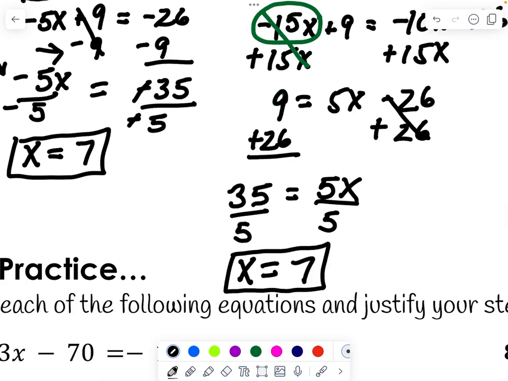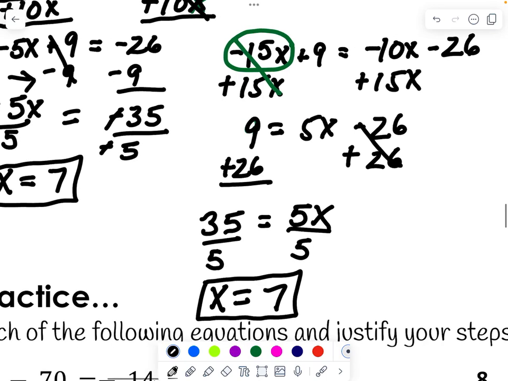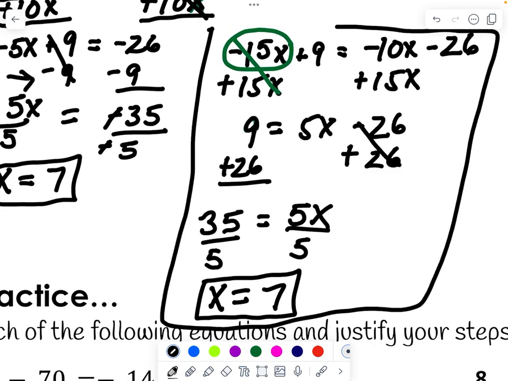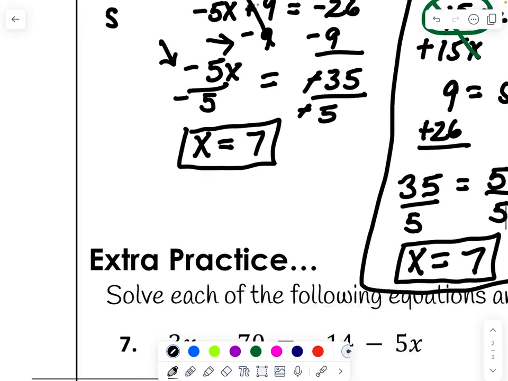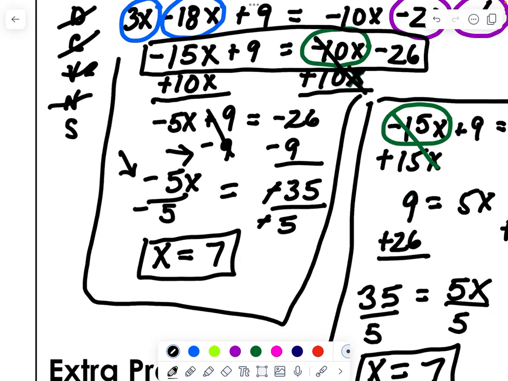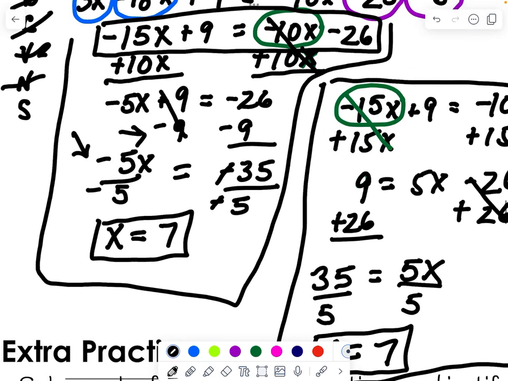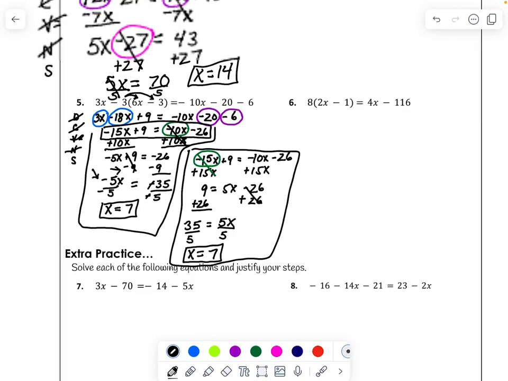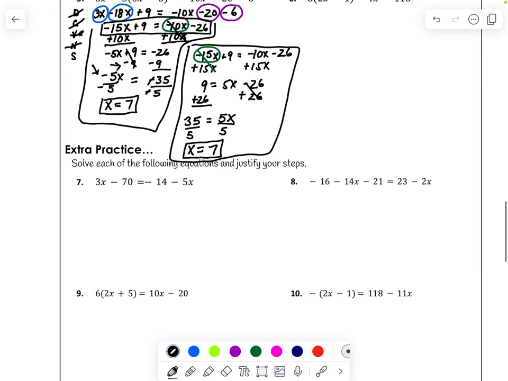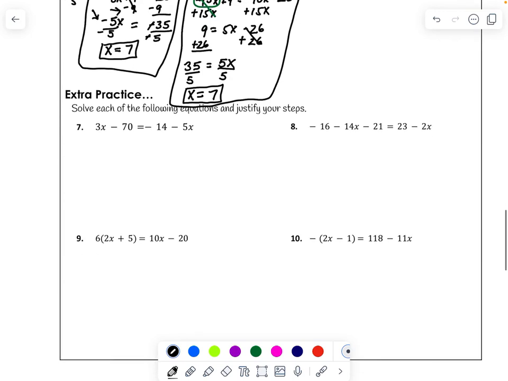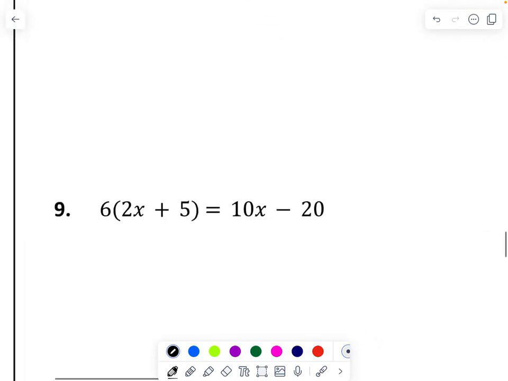Either way is correct. It's just one way took you through positive numbers, and this way, first way I did it, took you through more negative numbers. But either way got you to the right answer at the end. I just wanted to illustrate that for you. All right, so work through, well, let's see. Should I do one more? Yeah, let's do number 9 really quick.